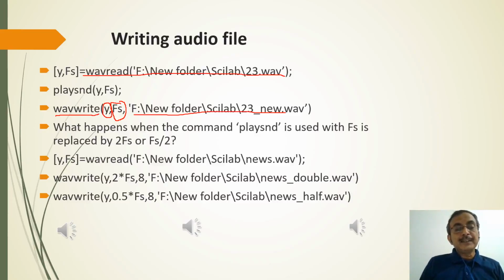It is important that if we change the sampling frequency, then we will not have the faithful reproduction of the original file. For example, BBC News is just shown over here.